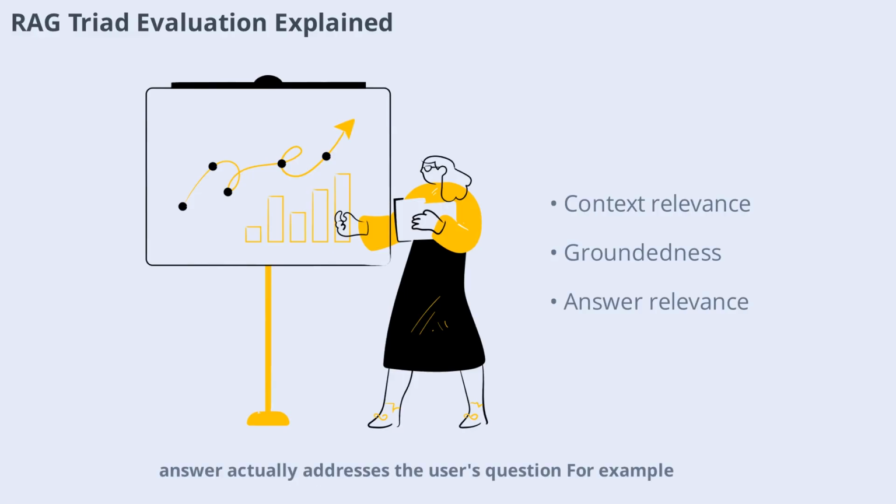For example, if a user asks about remote work policy but the system retrieves insurance info, context relevance scores 0. This triad helps pinpoint where your system might be failing and guides targeted improvements.